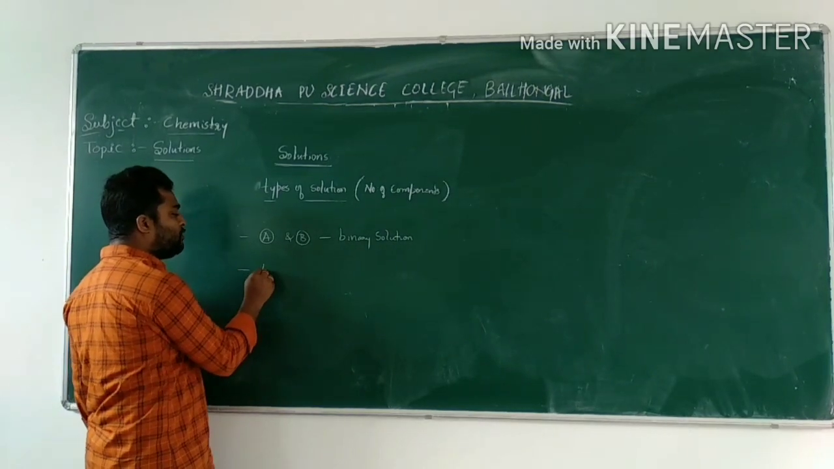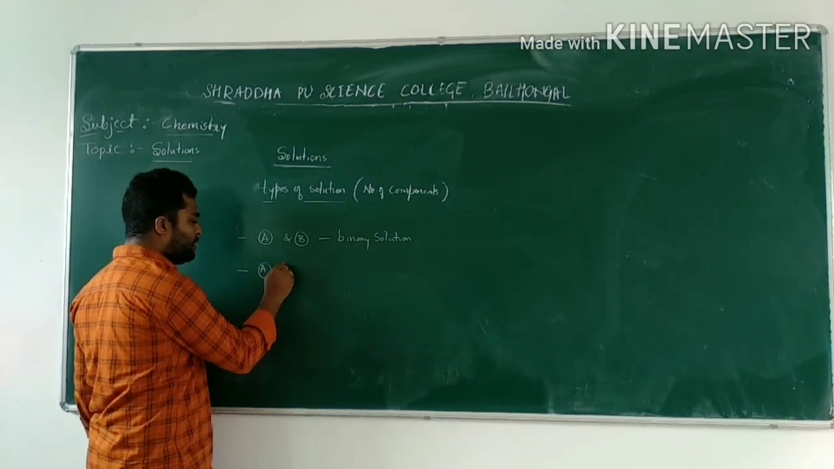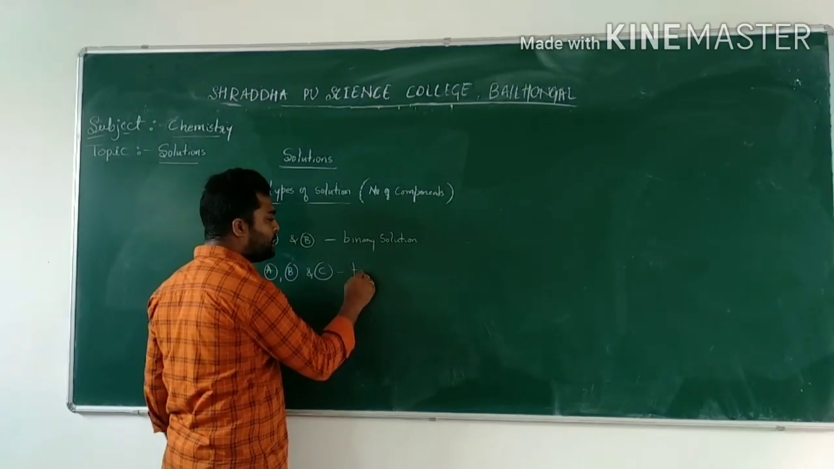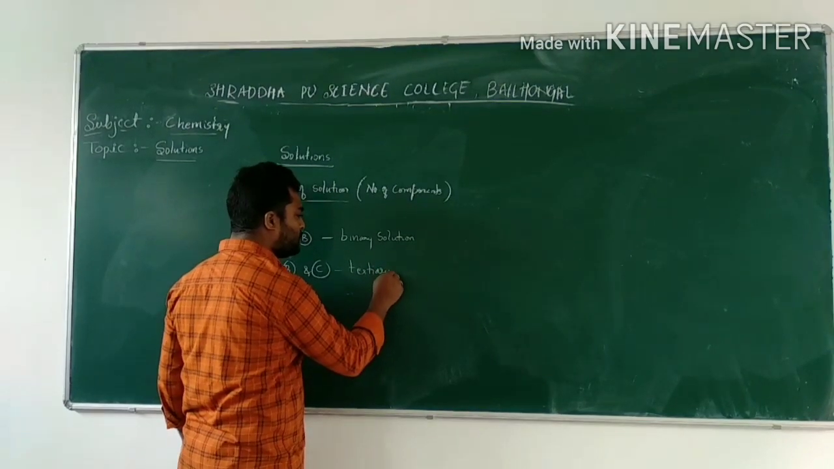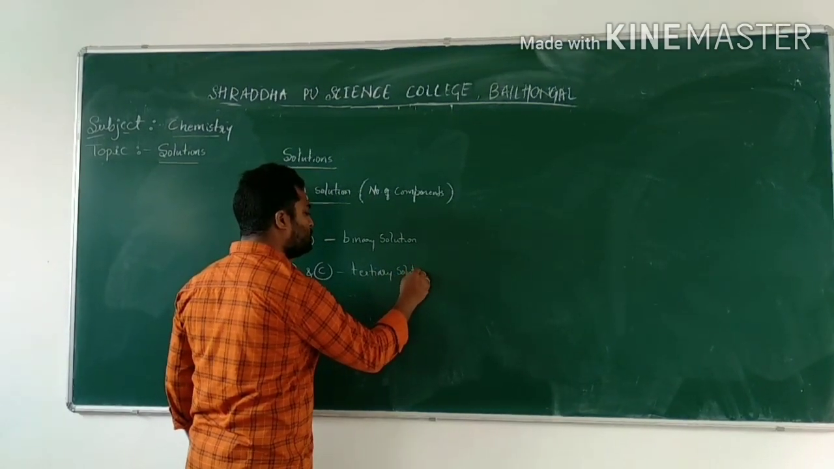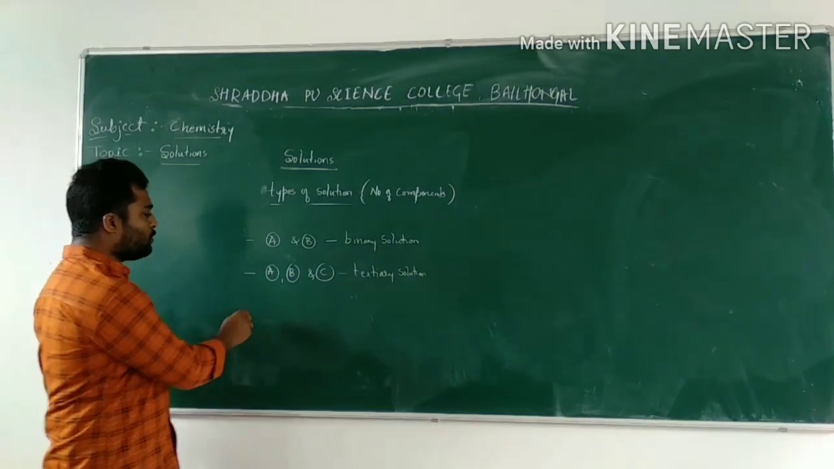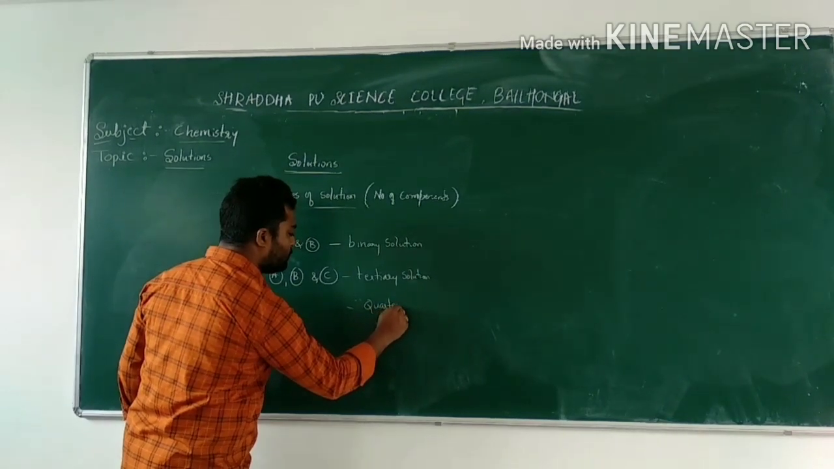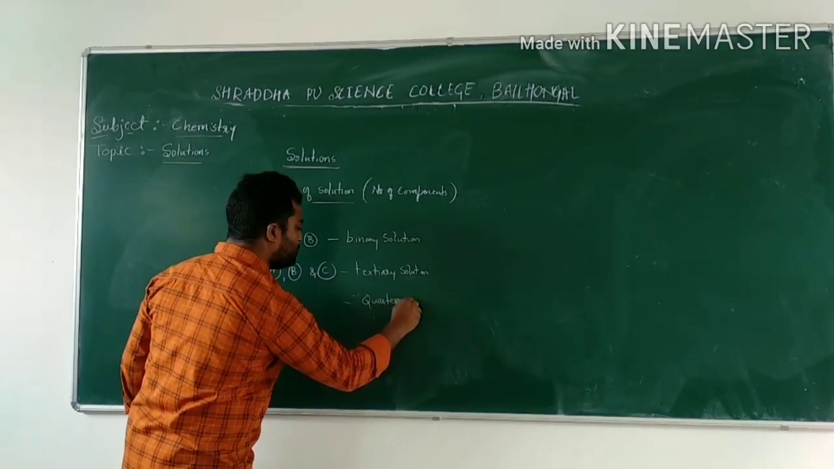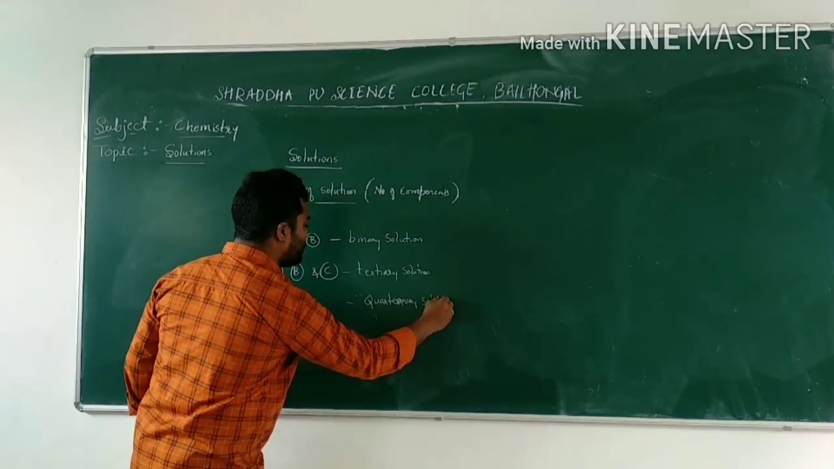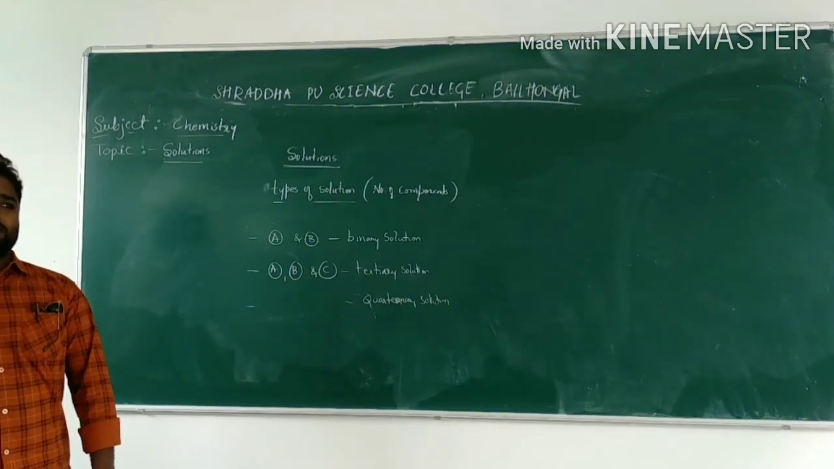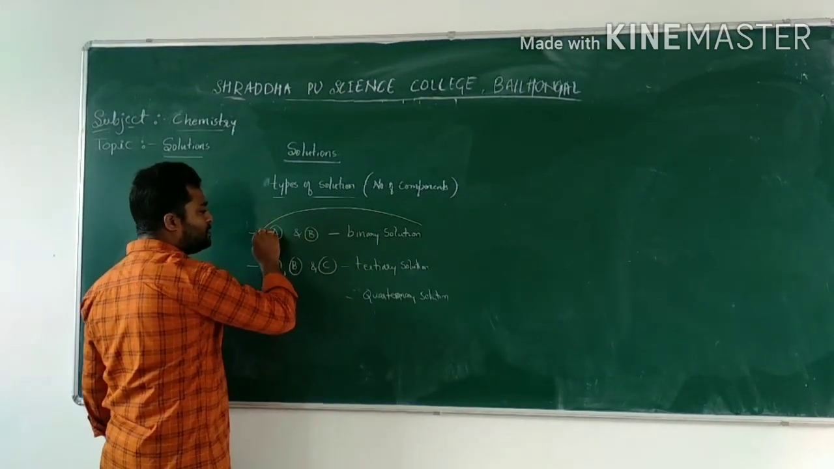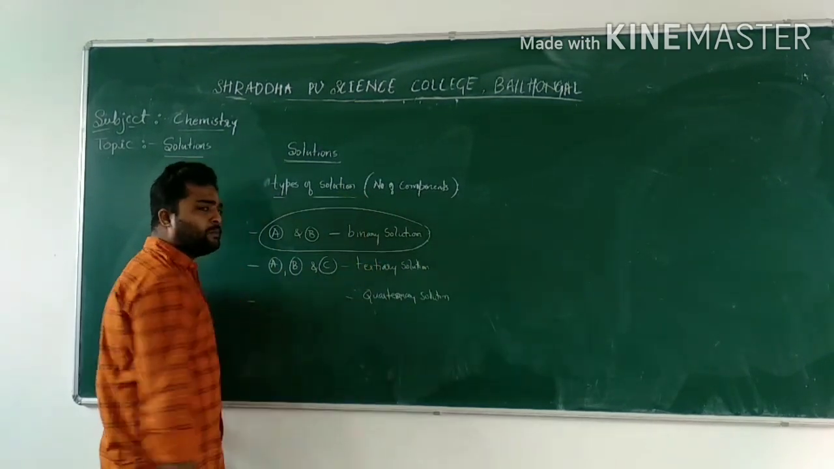Then if there exist three components, that is a solution of A, B and C, this is called a tertiary solution. Suppose there exist four components A, B, C, D, then you call it a quaternary solution. It keeps on increasing. But as of now, at your pre-university education level, throughout this chapter we will be focusing only on this concept, that is binary solution.